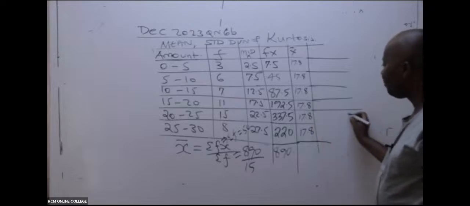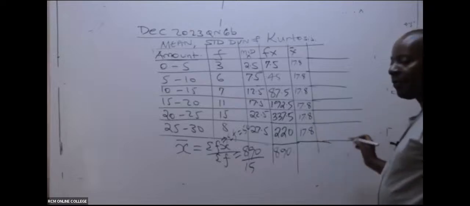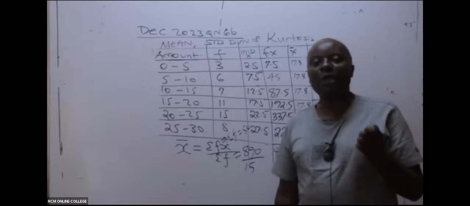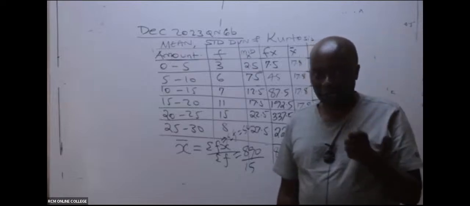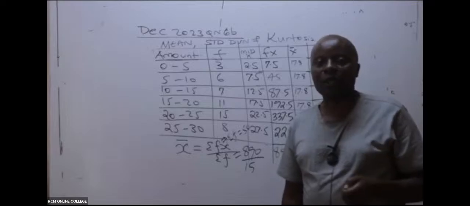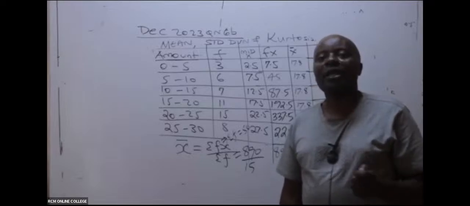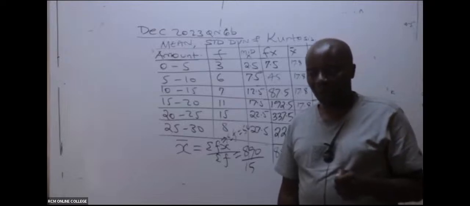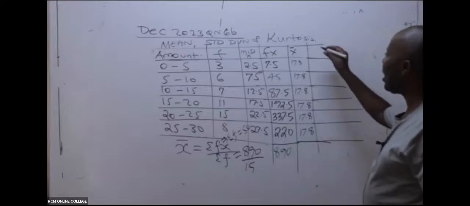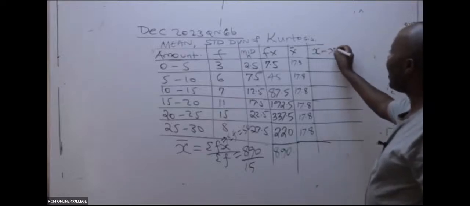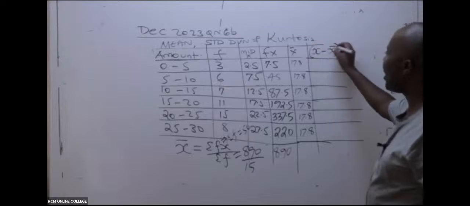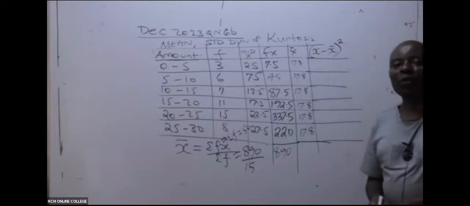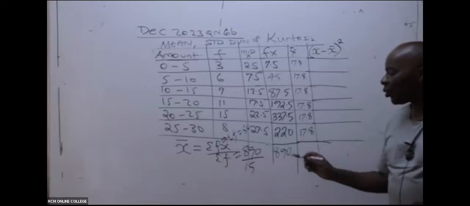All right. Now from there, I will go to the deviations. Deviation means what? Your subtraction. Like standard deviation, you're looking at the deviation of the values from the mean of the distribution. So in this case, I'll come and create a column for x minus x bar squared. Remember the definition of standard deviation? We are looking at what we call the root mean square.